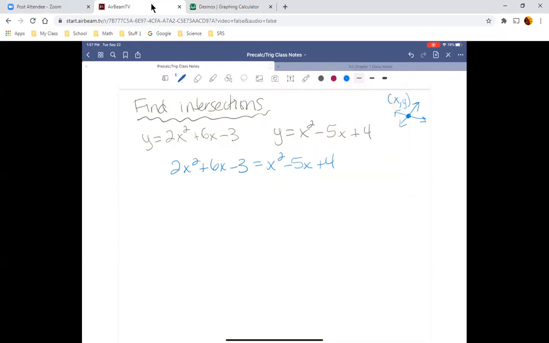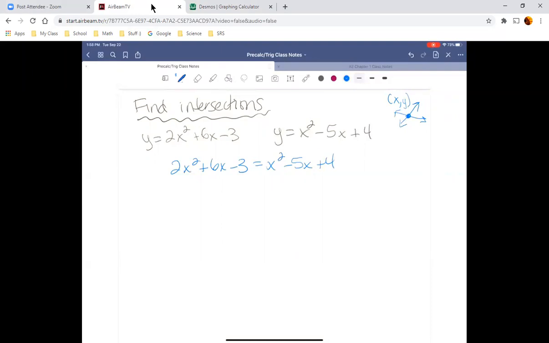So really our ultimate goal is to get x all by itself so we can figure out what our x is to plug in to get our y. But anytime we have a quadratic, we know we can solve quadratics by factoring them or by using the quadratic formula. Those are the two ways of solving it right now. In order to either factor it or use the quadratic formula, we have to get everything on one side of the equal sign. So do you want to move everything to the left or to the right?